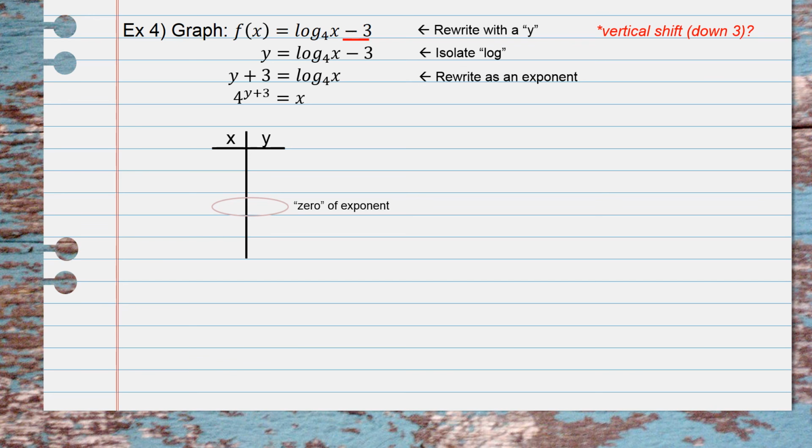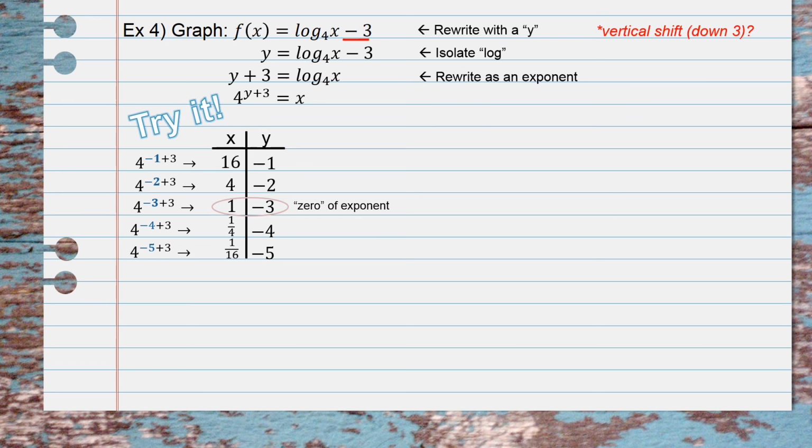Well, what value would make that equal to 0? Well, that would be a negative 3. So from here, we choose a few values before and after negative 3. Now, from here, this is your try it problem. Let's see how you did.